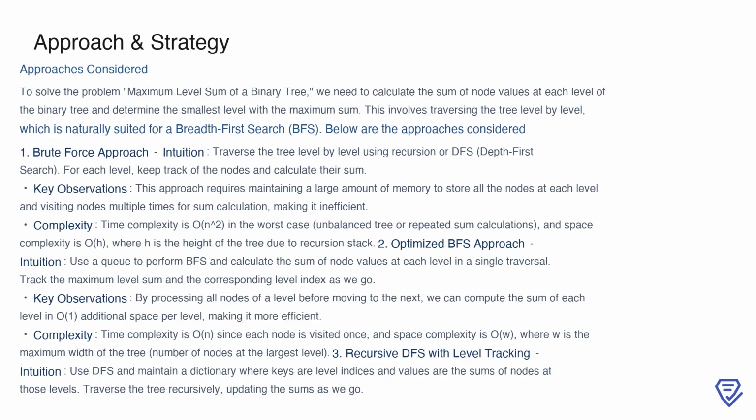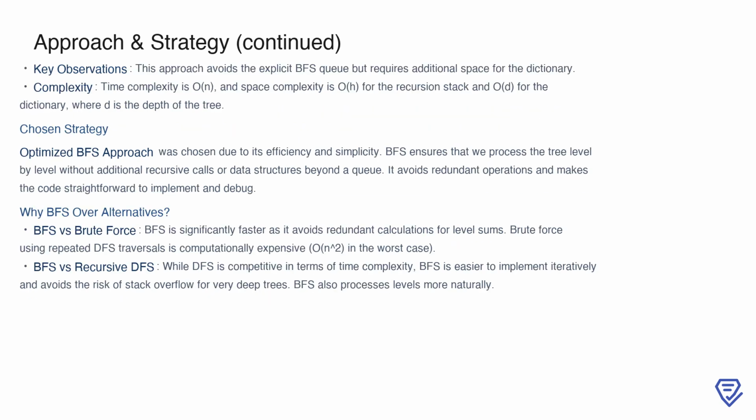Lastly, there's the recursive DFS approach, where we use a dictionary to track the sum of nodes at each level. This avoids the need for an explicit BFS queue but introduces additional space requirements for the dictionary. The recursive DFS approach has its own trade-offs. While it eliminates the need for a queue, it still requires space for both the recursion stack and the dictionary used to store sums at each level.